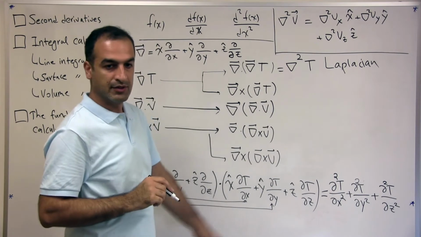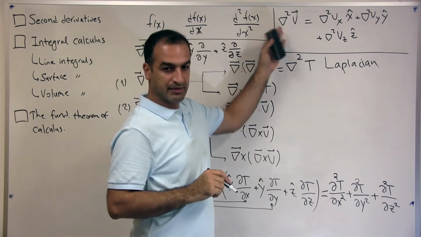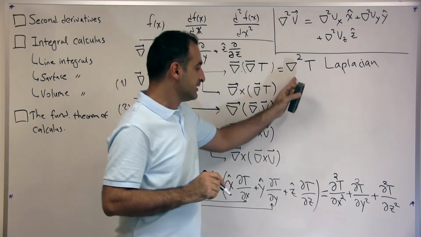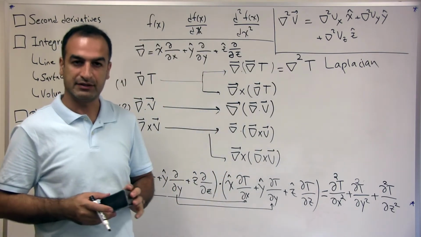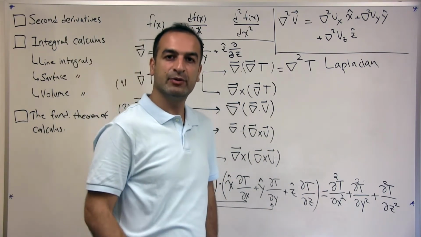Okay, so this is how you can apply a Laplacian on a vector, and this is the basic definition of the Laplacian acting on a scalar function. Any question?